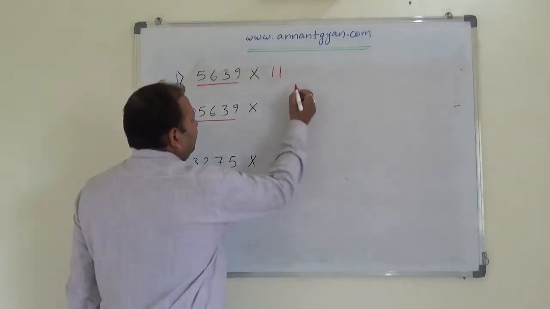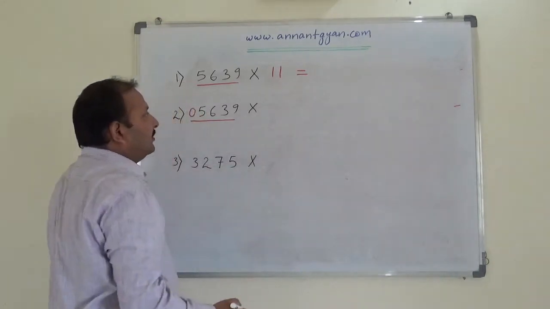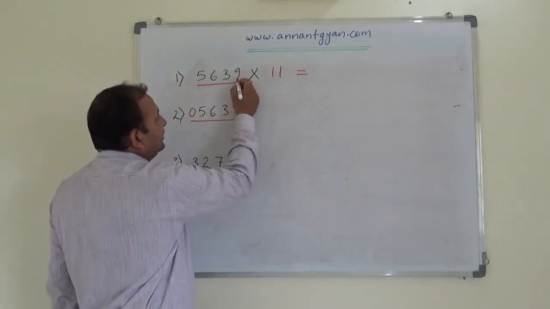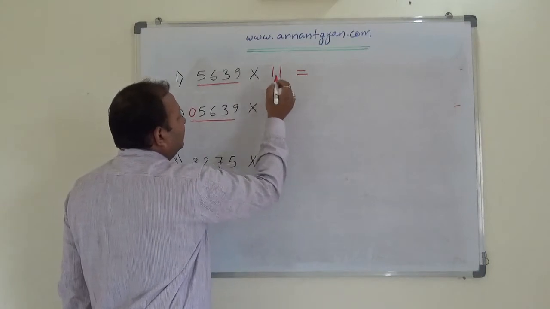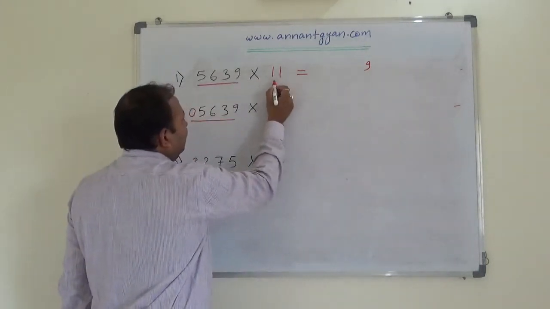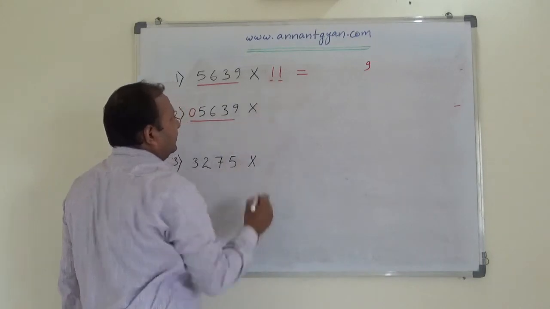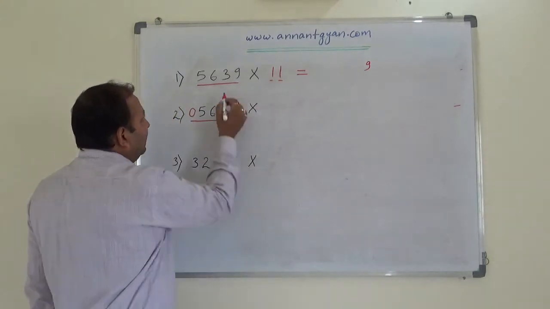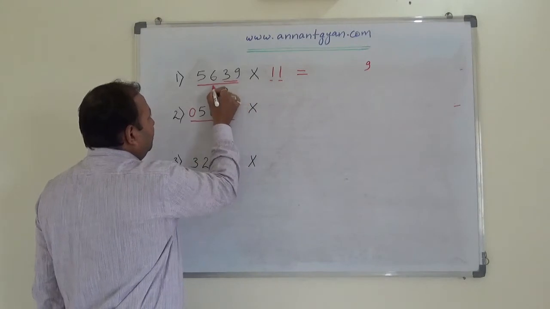So here the last unit place digit of this number will be multiplied with this one. So I shall write 9 here. And second, there are two ones here, so we shall make pairs of 2.